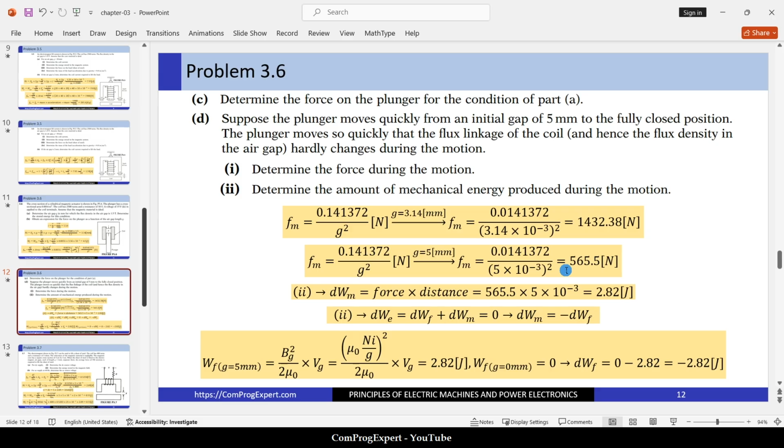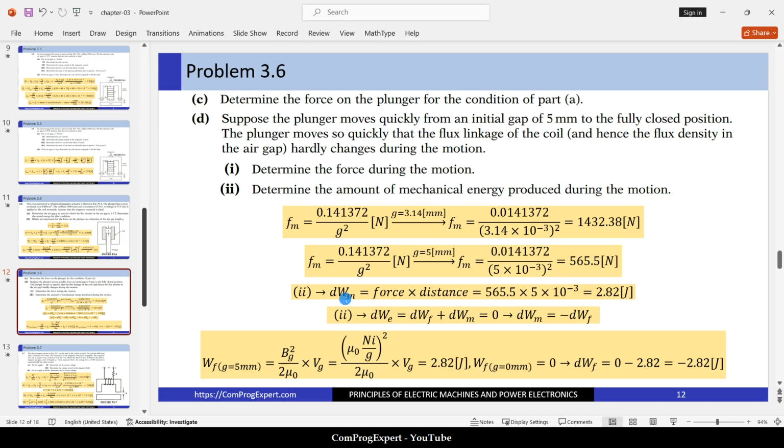That is equal to 565 Newton. This is the value of the force. The force during the movement is constant because we considered the constant flux linkage assumption, the constant flux density assumption. Okay, the assumption is very important.